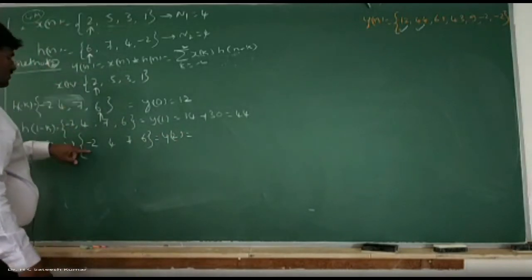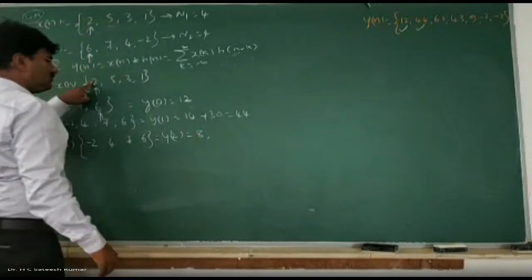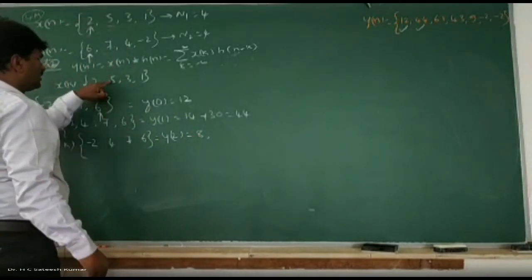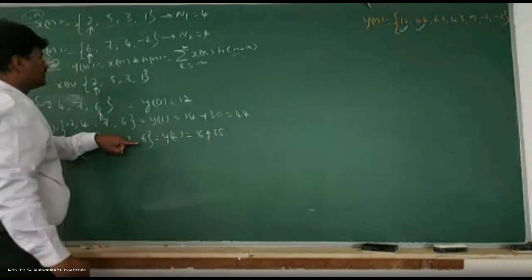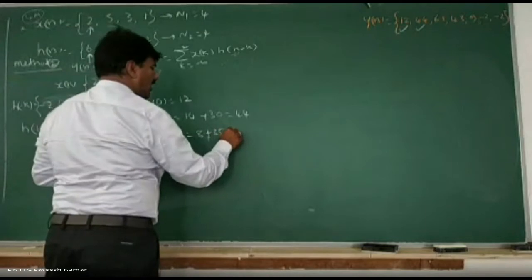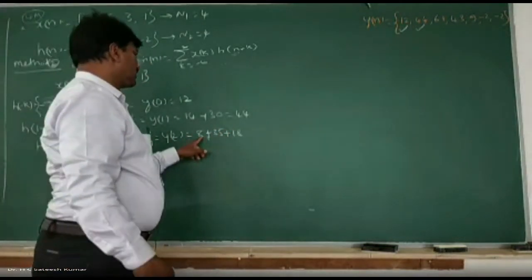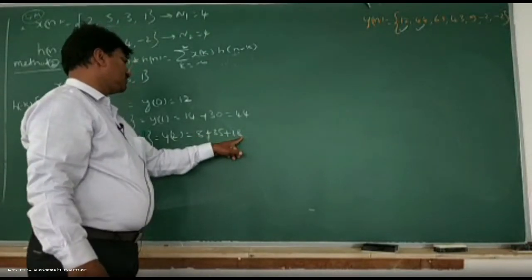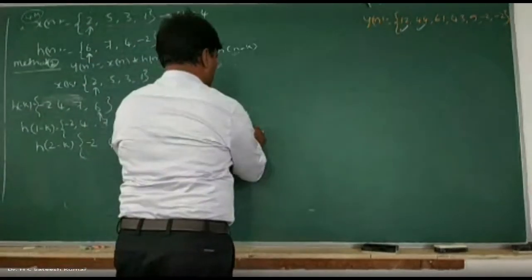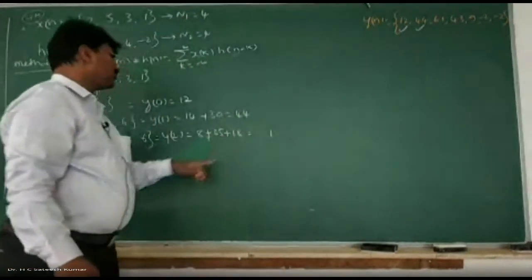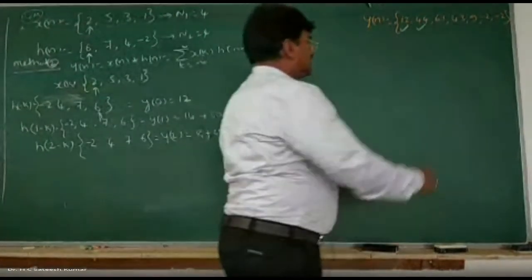This is 0. So 4 into 2, 8, and 7 into 5, plus 35, plus 6 into 3, 18. Add them. So what is the value you should get? We can write it as 8 plus 8, 16. 16 plus 5 is 21, that is 1, 2 is left out. 2 plus 1, 3. 3 plus 3, 61. Yes, it is right. That is the third element we got.